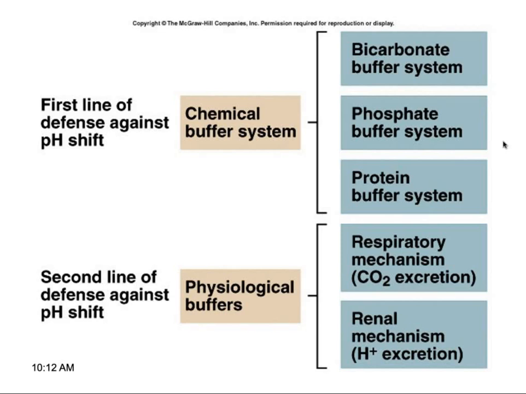The second and third lines of defense against shifts in pH will be physiological mechanisms, in which you will see that respiratory mechanisms come into play, for example, carbon dioxide retention or excretion. And then even if that system fails, we move on to the more powerful system, which will take some time to function, and that is the renal mechanism, which is hydrogen ion excretion or retention.